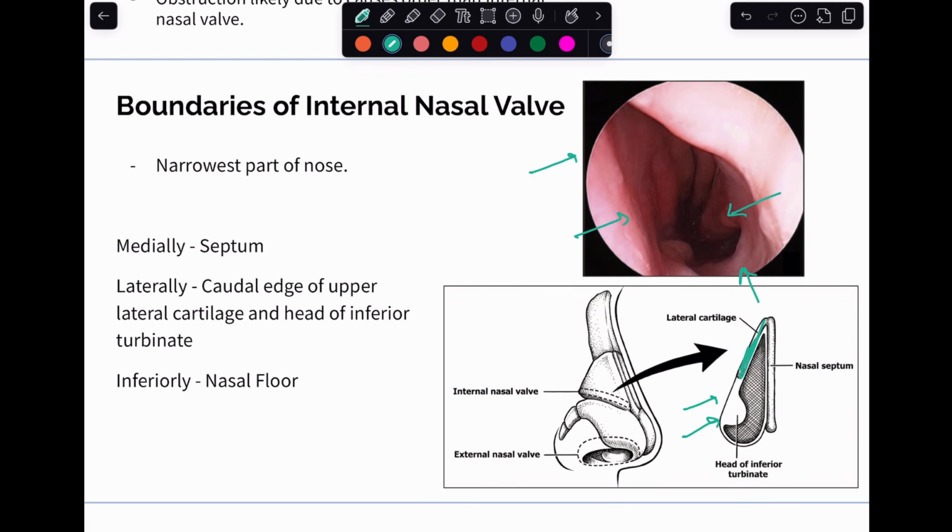So these are the boundaries of the internal nasal valve, and the importance of this is that this is the narrowest part of the nose. So if there is any obstruction in this area, it will be felt a lot, and you have to correct any obstruction that is present in this region. You have to correct the internal nasal valve area.